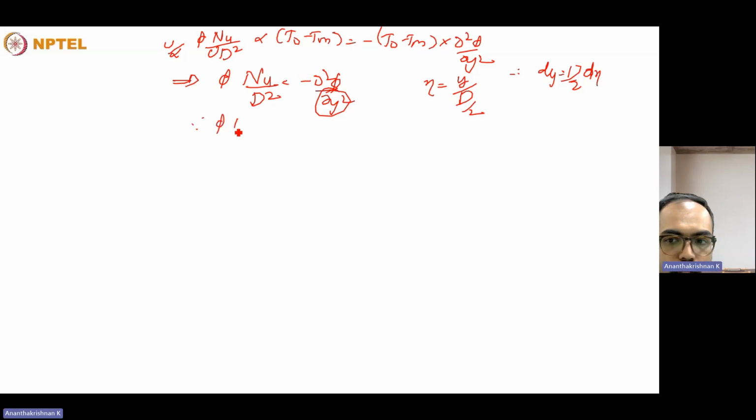Therefore, phi into Nusselt number divided by d square is equal to minus of 4 by d square dou square phi divided by dou eta square. Substituting, dou phi by dou y becomes dou phi by dou eta into dou eta by dou y, and substituting the value of dou eta by dou y, which is equal to 2 by d, we'll get this as 4 by d square. Therefore, what we could write is minus of phi into Nusselt number divided by 4 is equal to phi double dash.